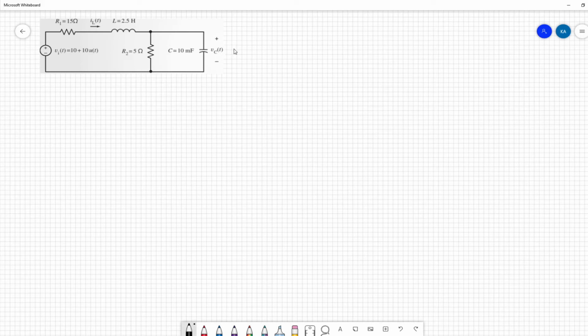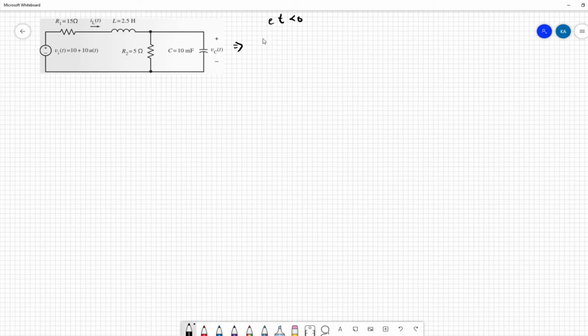Find VC of t by means of Laplace transform. So first, let's analyze the circuit at t less than 0. Assuming that at t less than 0, the circuit was in a steady state.